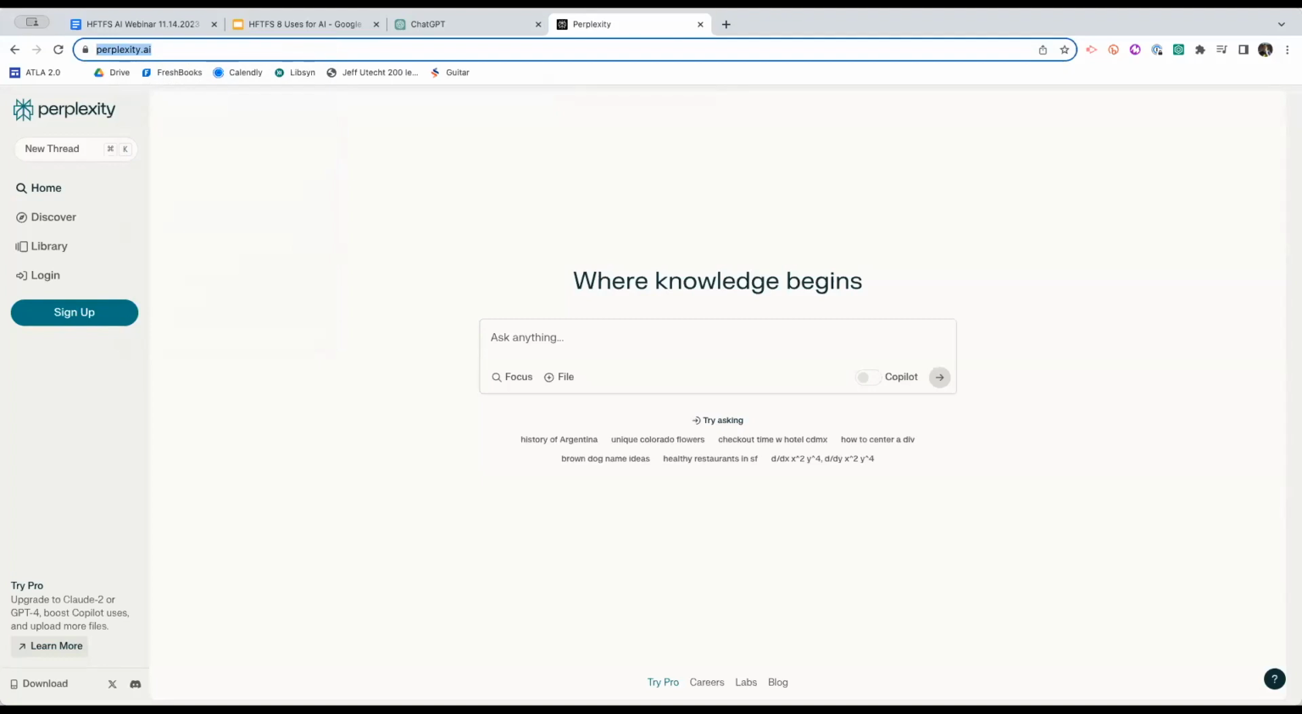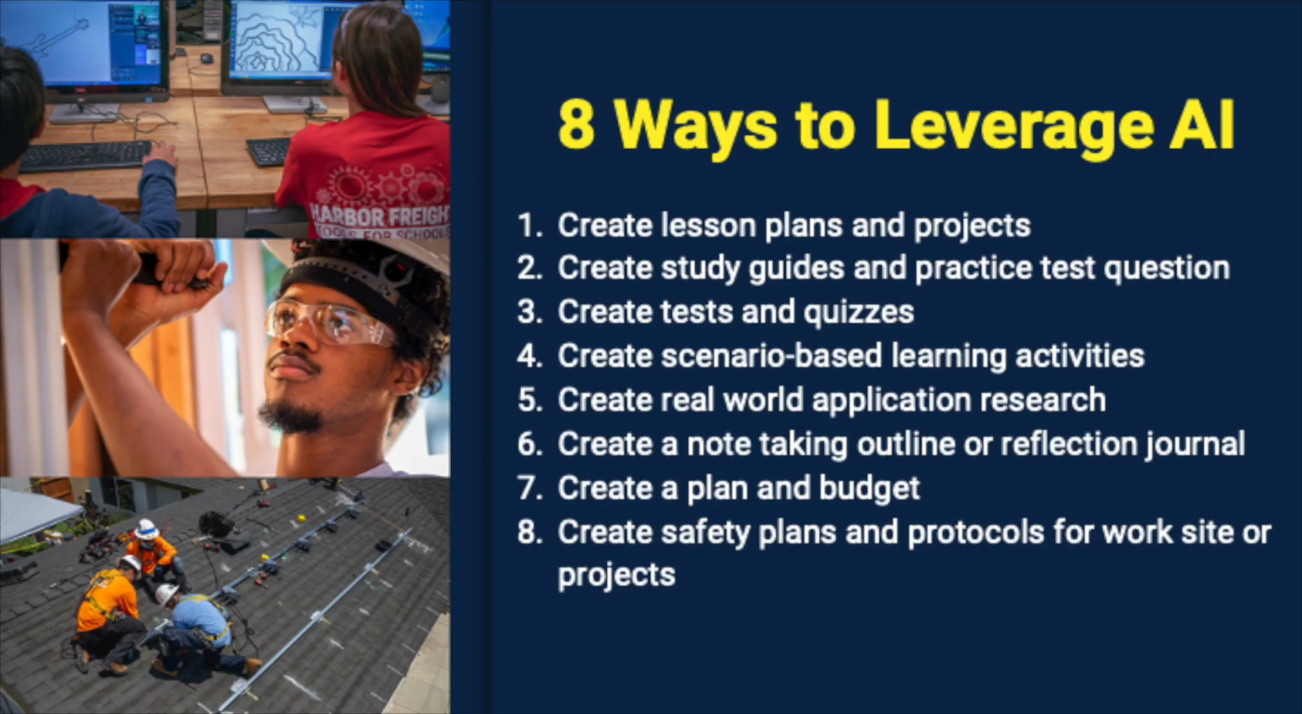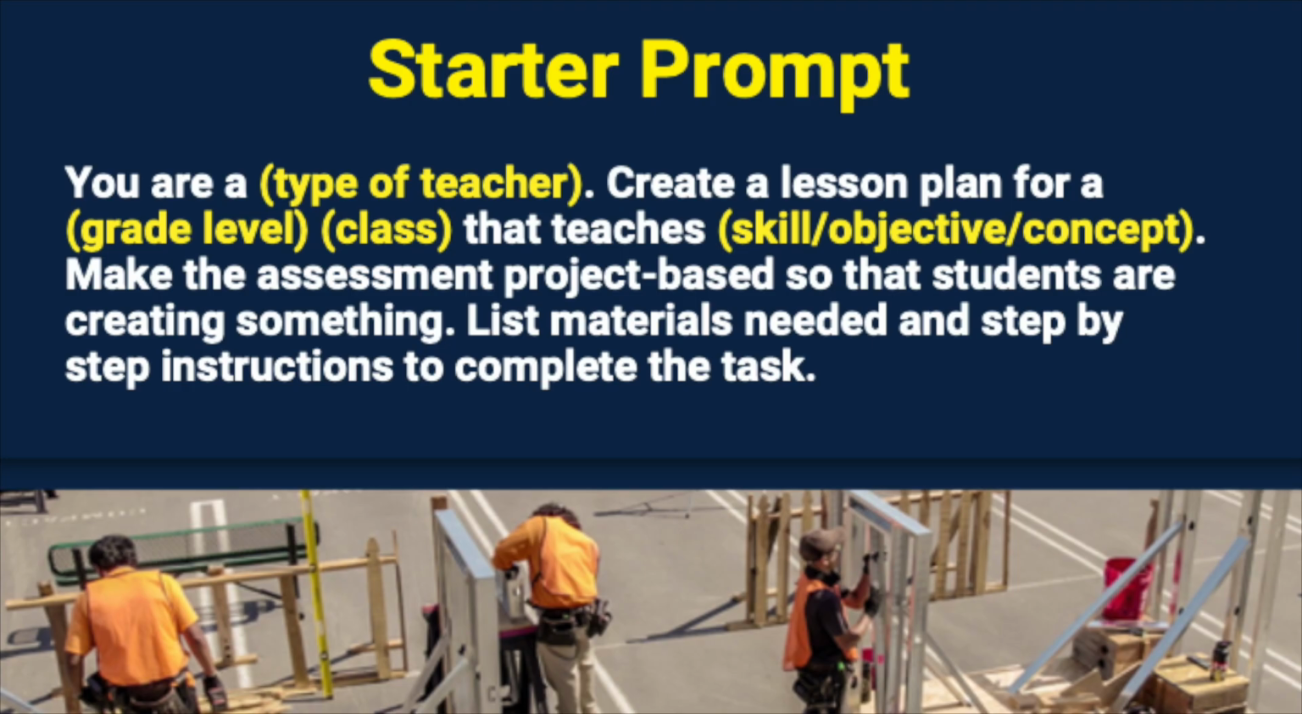And so really in this training, this is a hands-on training. I know how much you all love to work with your hands. I love to work with my hands too. So this is a hands-on training. I want you interacting with ChatGPT or Perplexity. That's where I want you today, because that is where we find the power of this, is actually getting people in and playing with this and seeing where this goes. And we're going to be looking at 8 ways to leverage AI in the CTE classroom and in the different trades that we do. And we're going to get started here with our first prompt.